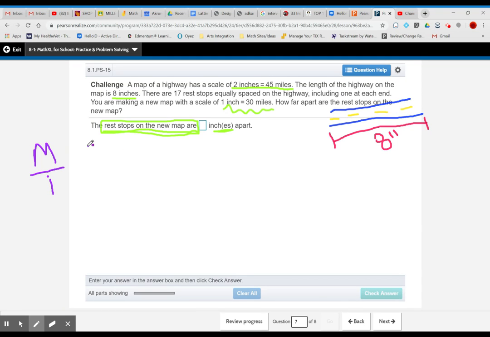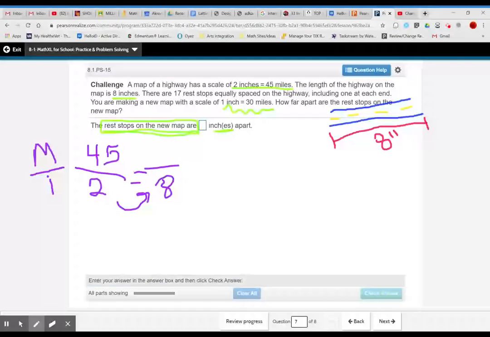So 45 miles over 2 inches. We know it's 8 inches. So we need to go from here to here. How did we do that? I hope you guys are yelling at the screen by this point, not just sitting there idly going, how long till she tells me? Hopefully going 4, which means if I'm multiplying by 4 there, I need to multiply 45 by 4.